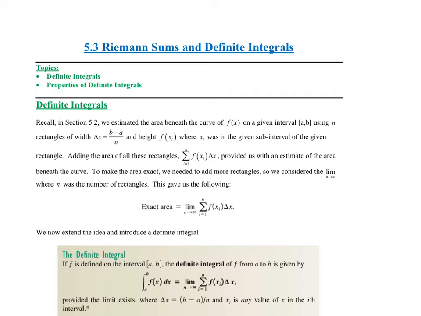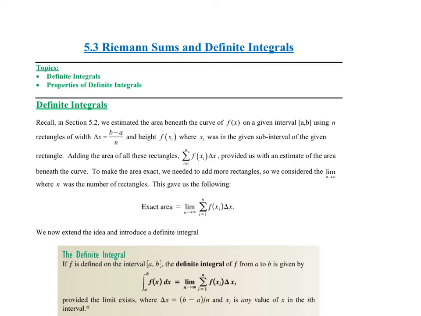It says, recall in section 5.2, we estimated the area beneath the curve of f of x on a closed interval [a, b] using n rectangles with width delta x, which was the right endpoint minus the left endpoint divided by n. Then to find the height, you picked some x value in the given interval and plugged it into the function, so the height was determined by the function value. Adding the area of these rectangles, the height times the width for one rectangle, and then adding all n rectangles together, provided us with an estimate of the area beneath the curve.